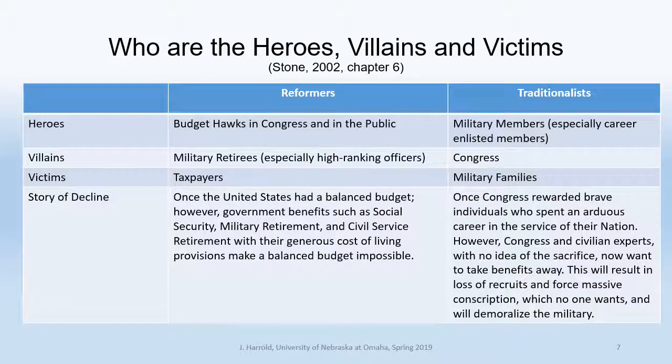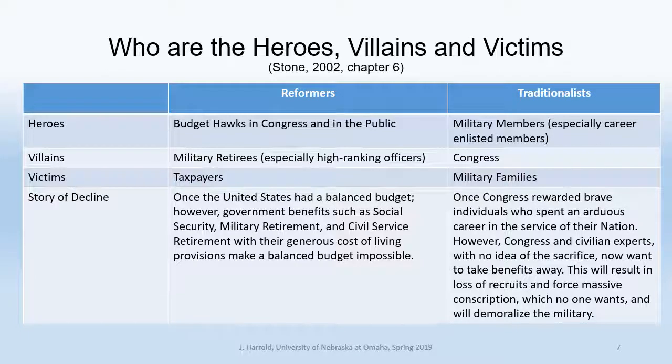And so, just a brief summary of who the reformers versus the traditionalists depicted as heroes, villains, and victims, and how they told the story of decline. For the reformers, the budget hawks in Congress and in the public were the heroes. The reformers relied on people in Congress, Democrats and Republicans as a matter of fact, especially during the 70s and 80s, who said that we've really got to hold the line on the budget.